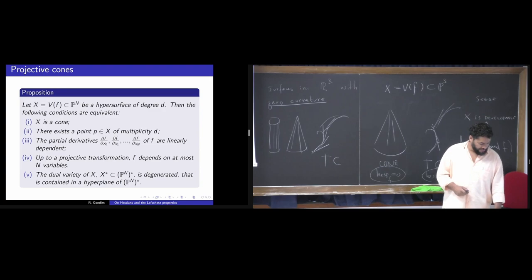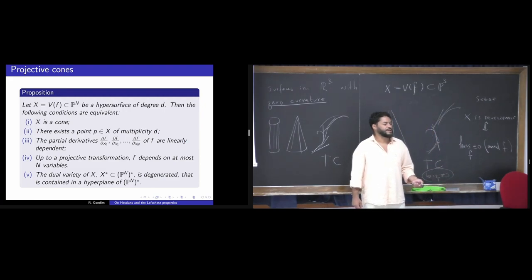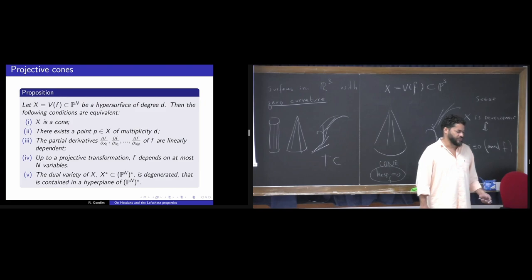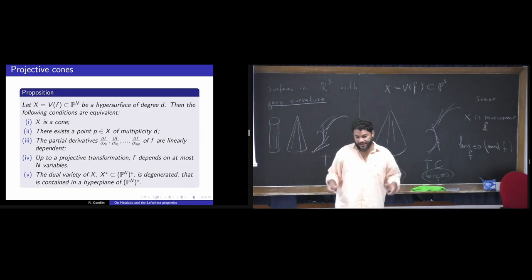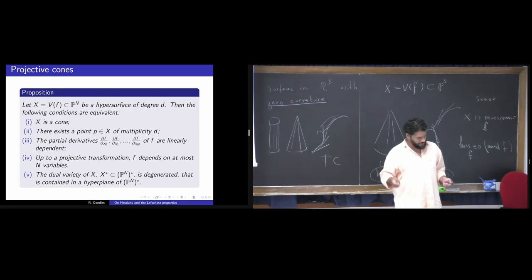which is equivalent to saying, now without taking a projective transformation, that the partial derivatives are linearly dependent, and also this condition using the dual of the hypersurface: X is a cone if and only if the dual is degenerate. So its linear span is contained in a hyperplane in the projective space. I will consider it in the dual projective space.